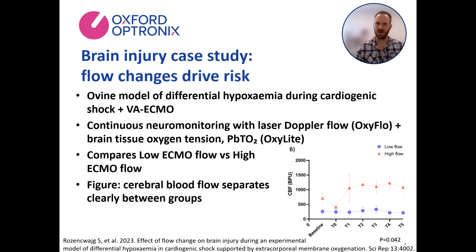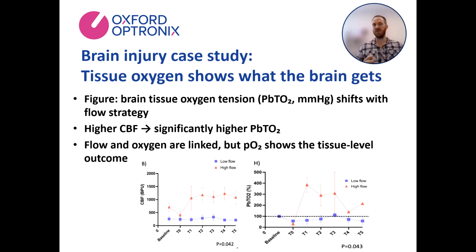Now let's add the oxygen layer because that's where we can see what the brain actually gets. So this next figure adds the tissue oxygen beside the flow metric, which better shows what the tissue is actually experiencing. So here we can see PO₂ alongside flow, and clearly tissue oxygen is substantially higher in the high flow condition compared to the low flow. And this is exactly why pairing these metrics is helpful. Flow tells you the delivery capacity, but tissue oxygen tells you what the tissue is actually experiencing after diffusion limits, heterogeneity, and demand are all in play.